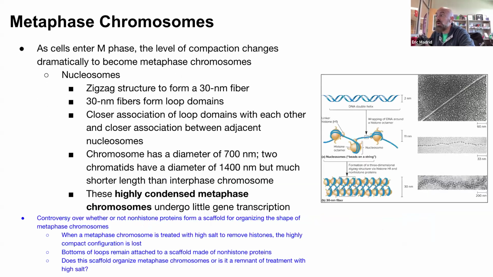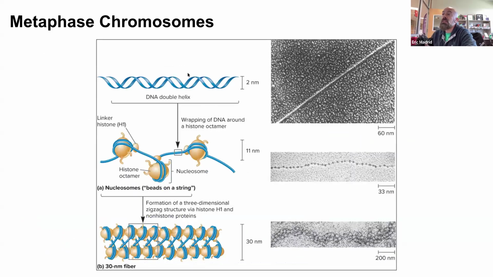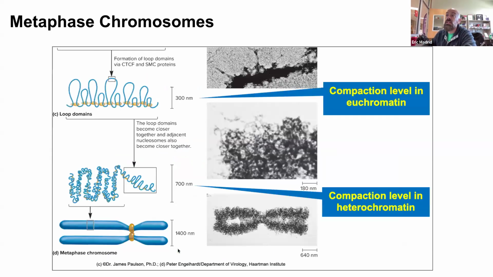And so, again, the order that we're going to go in is DNA double helix. The DNA double helix is wound around histone proteins to make nucleosomes. The nucleosomes are then organized with each other to make these 30 nanometer fibers. And then the 30 nanometer fibers are organized into loop domains. Like imagine it's an extension cord that you're holding into these loop domains, which are about 300 nanometers. And then that altogether is going to lead up to our metaphase chromosomes.